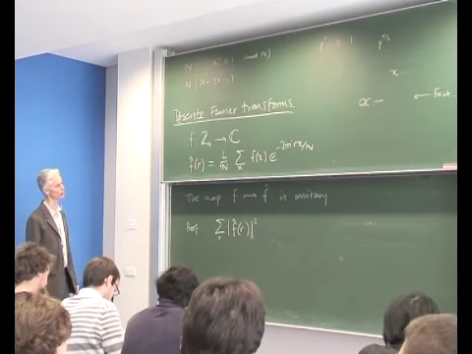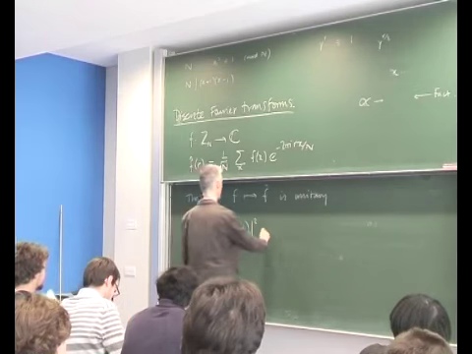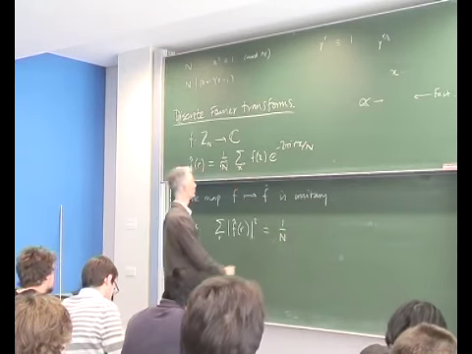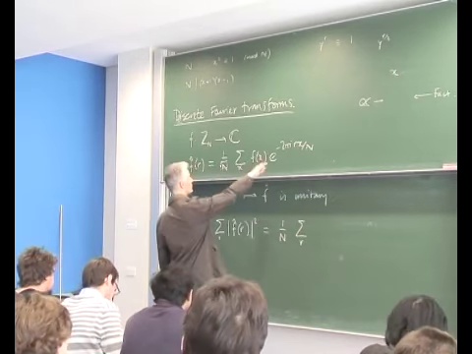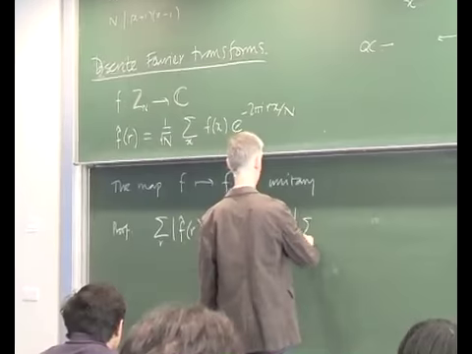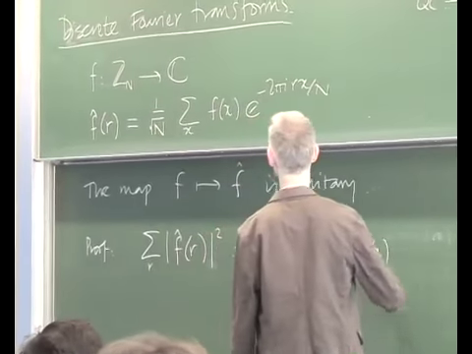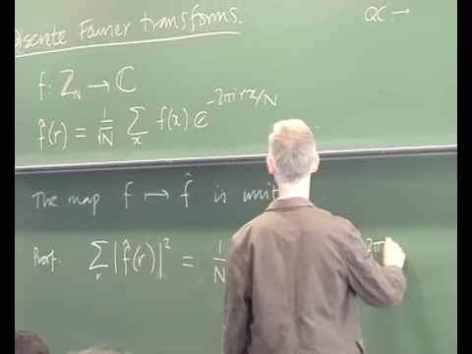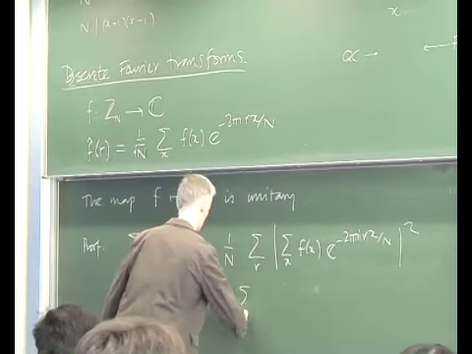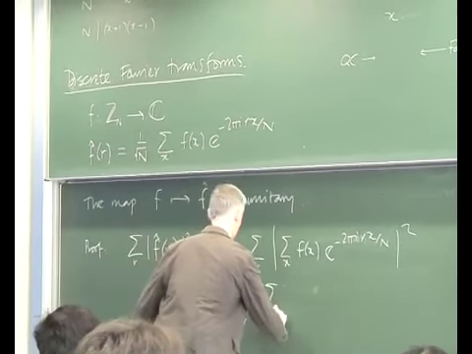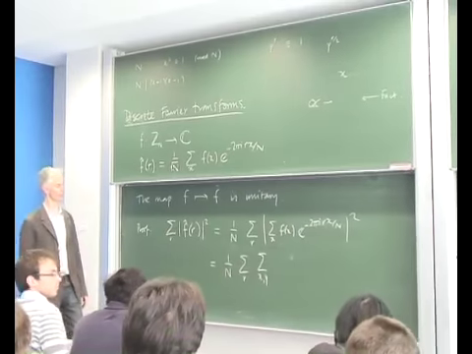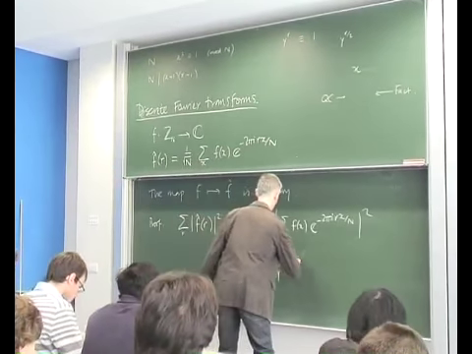This is the sum of squares of f. So what do we get? We get 1 over n, sum over all r, and then this thing squared. Sum over r, and I'll expand out the modulus squared, which is again some sort of thing. If you do discrete Fourier transform, this kind of argument becomes very, very automatic.